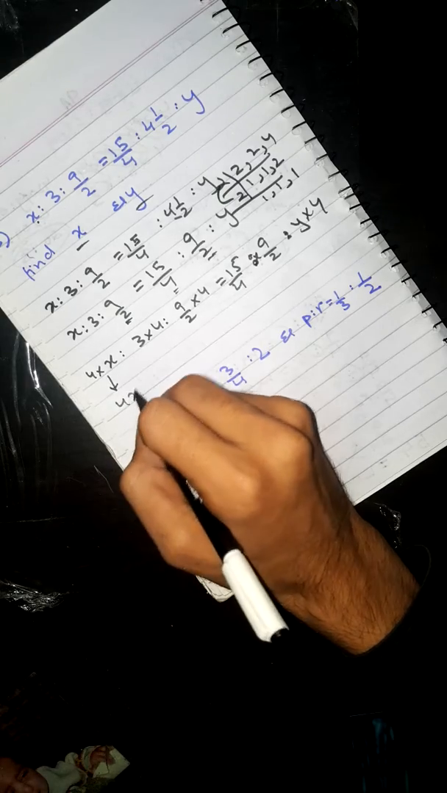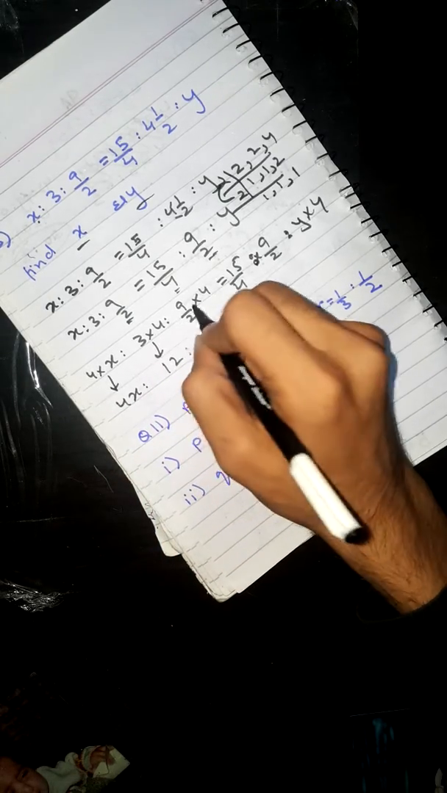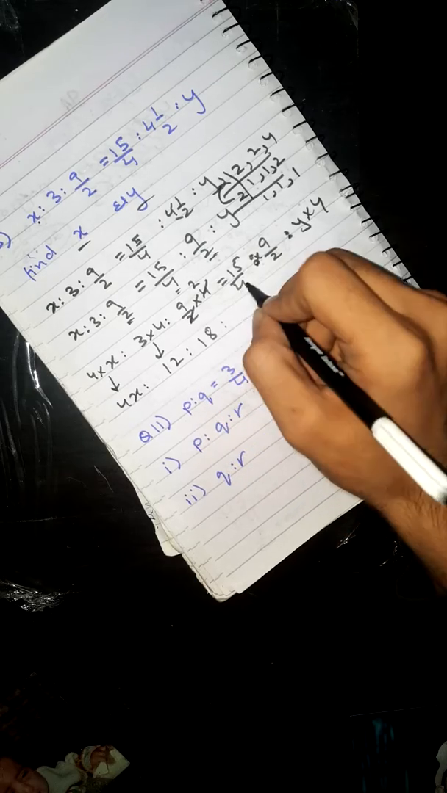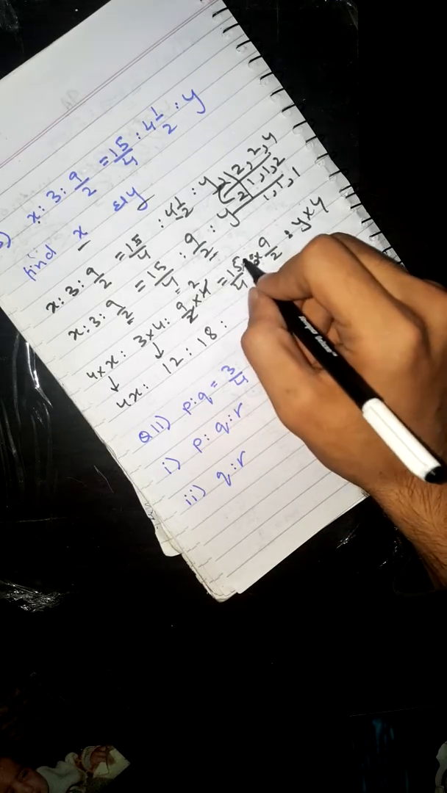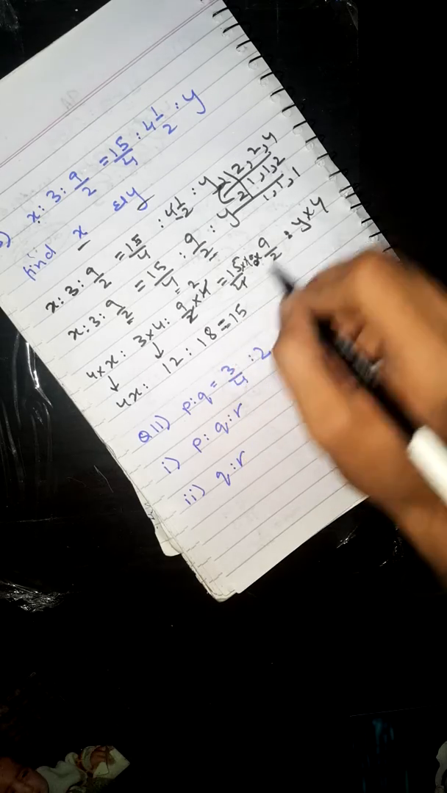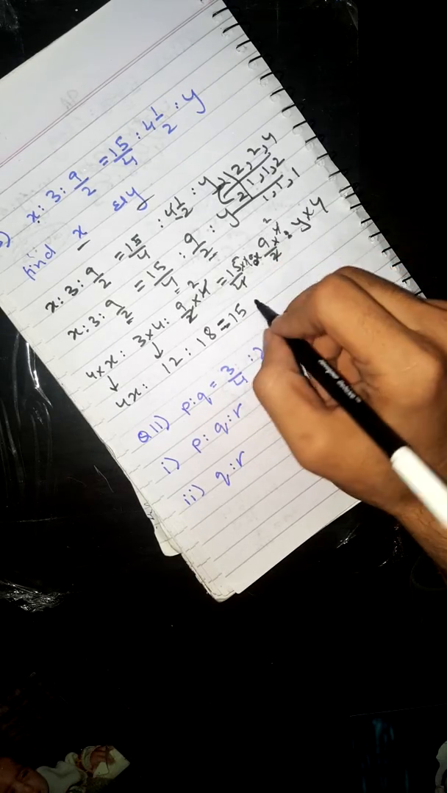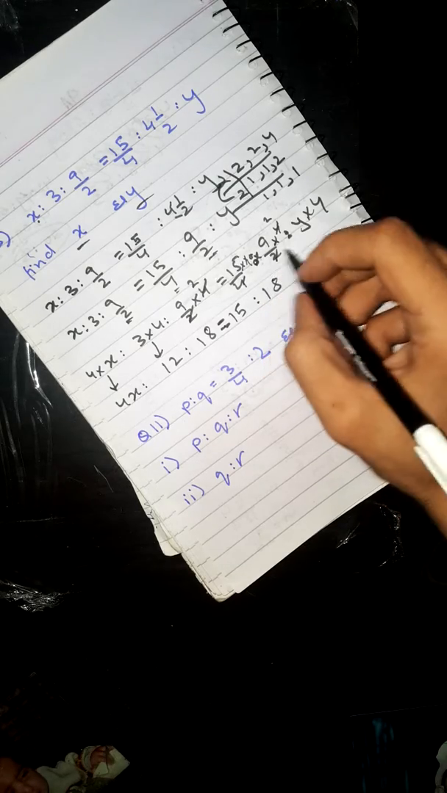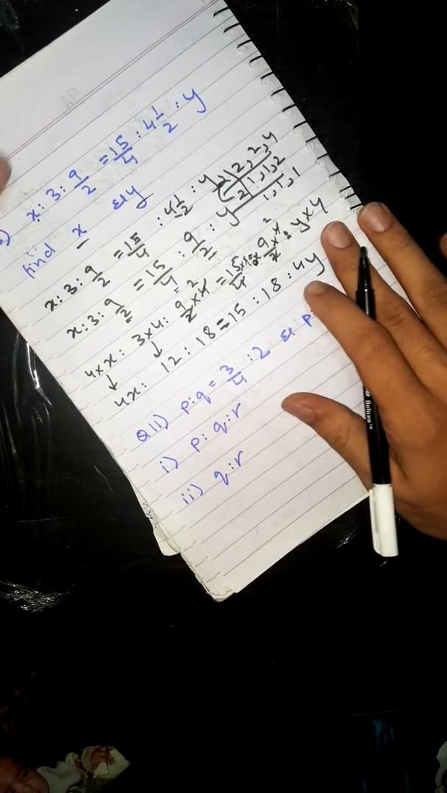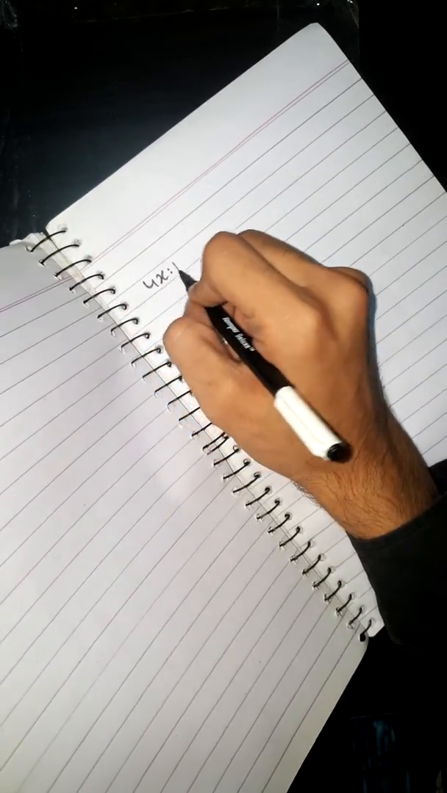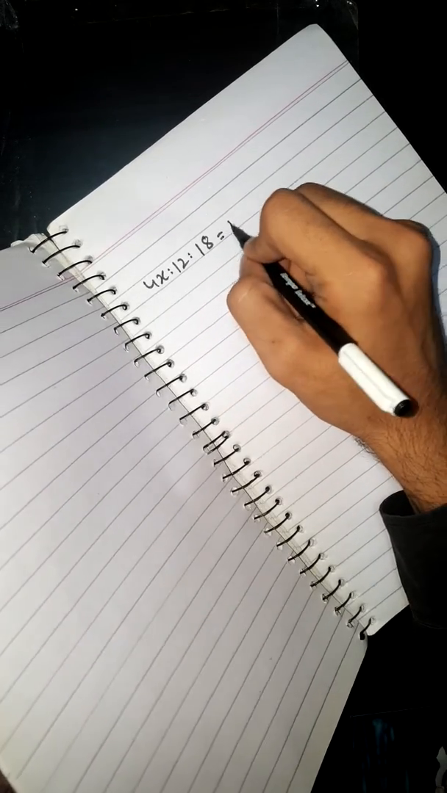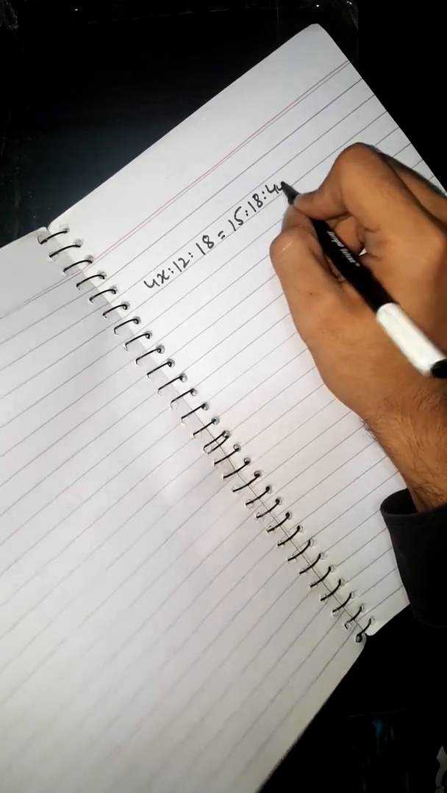So it will be 4x ratio 12 ratio 2, 9 times 2, 18 ratio 15 by 4 when multiplied with 4, it will give 15. 9 by 2 multiplied by 4, again ratio 18 ratio 4y. Now I'll move on to the next page. So, let me just copy it. So what we got was 4x ratio 12 ratio 18 is equal to 15 ratio 18 ratio 4y. Now we can simplify it.